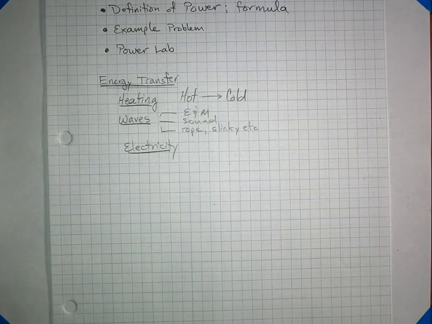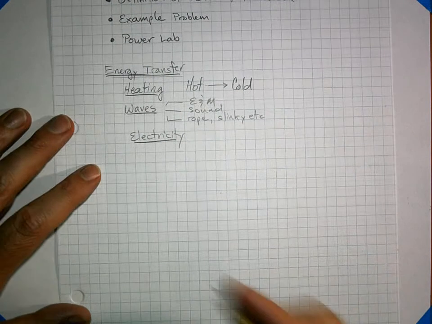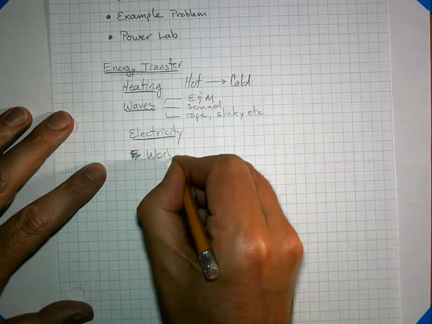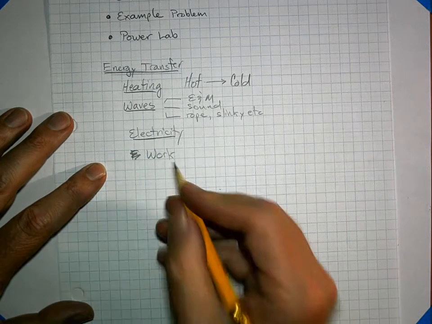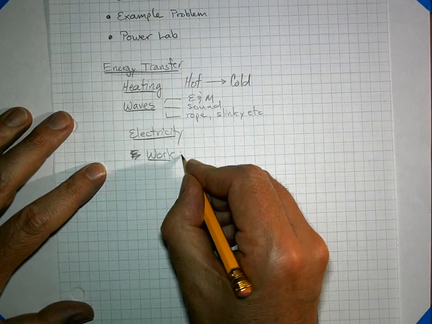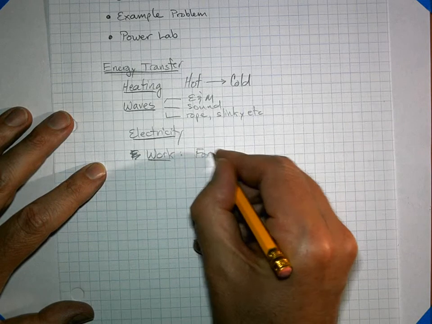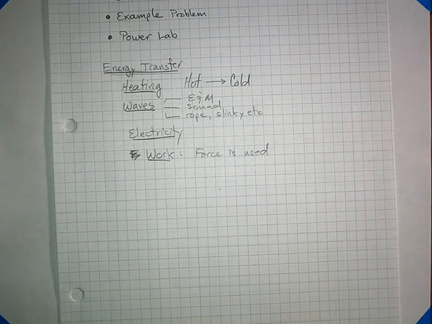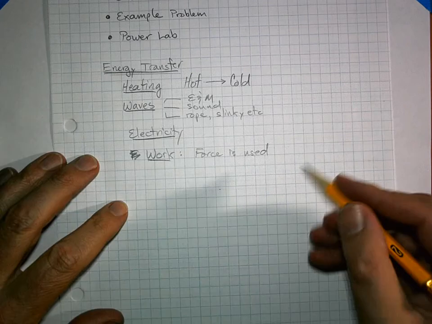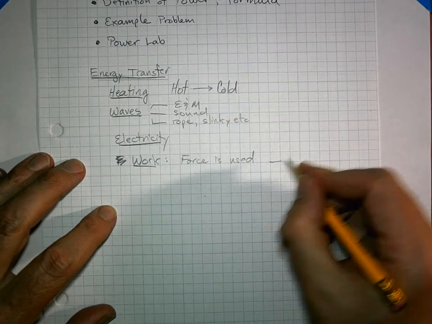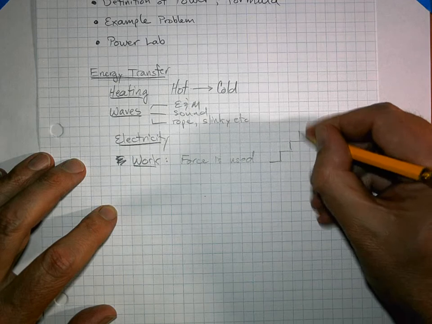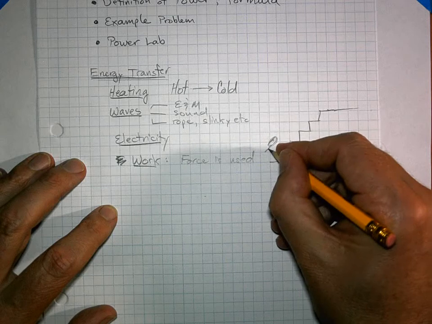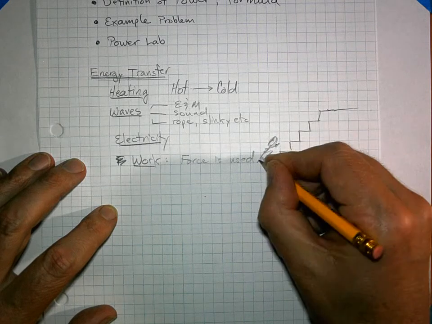But one of the main ways we transfer energy, and the way we're going to do it today, is through work. And work is when we transfer energy by using a force. Force is used. And actually what you're going to do today is you're going to run up a flight of stairs. So here's a flight of stairs. So let's say the top's over here, and you're going to start right here. This is not drawn to scale, but you're going to run up the stairs.